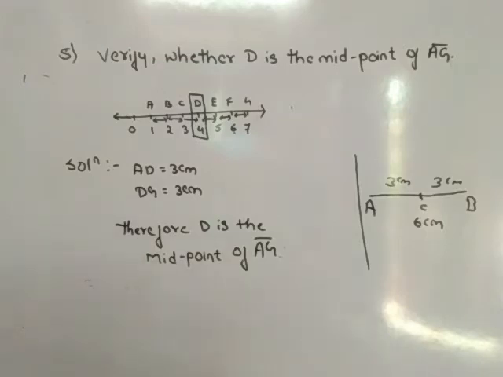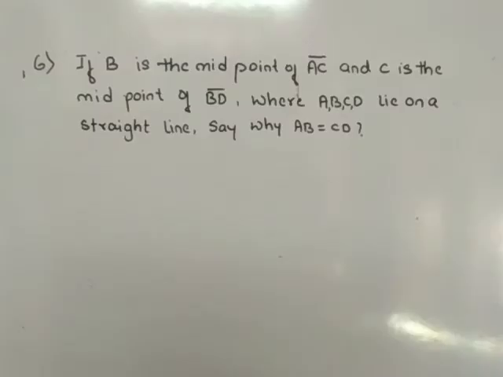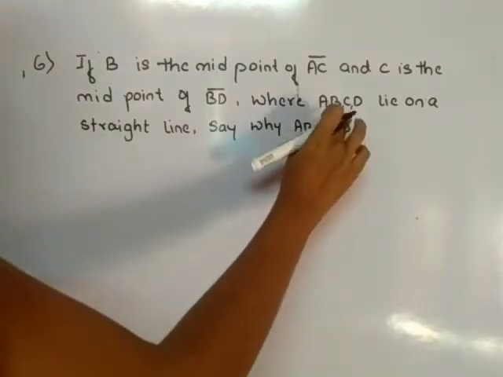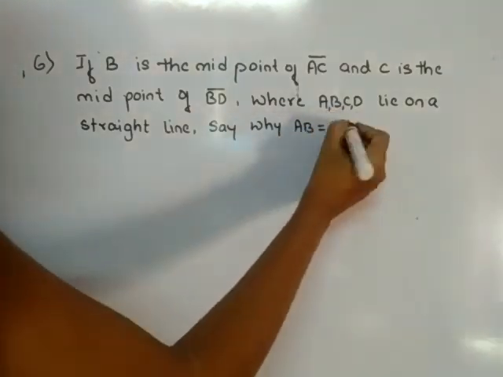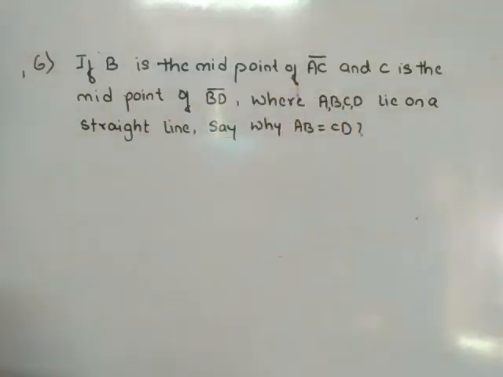Let us move for the sixth problem. Okay students, sixth question. If B is the midpoint of a line segment AC and C is the midpoint of line segment BD, where A, B, C, D lie on a straight line, say why AB is equals to CD. Okay, here we need to say that why AB will be equals to CD.